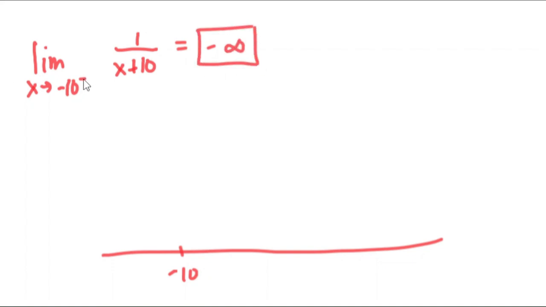Okay, if we approach -10 from the right, we plugged in like -9.9999 plus 10, that would actually be positive 0.0001. And 1 over 0.0001 would be a really big positive number, and we'd end up getting plus infinity.